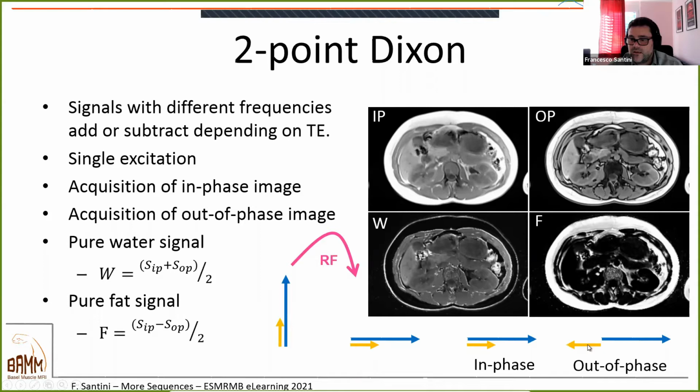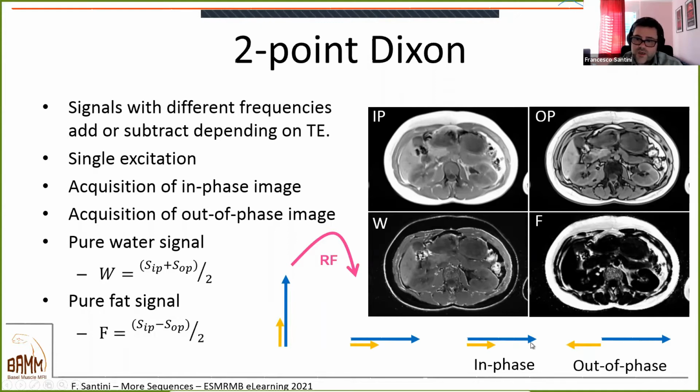And then we wait for a little bit until the water and the fat go out of phase with each other. And this time we acquire again, and this time the signal from the fat will be subtracted from the signal from the water. So you see very clearly these boundaries, because here you have water and fat and you have this subtraction of the signal.